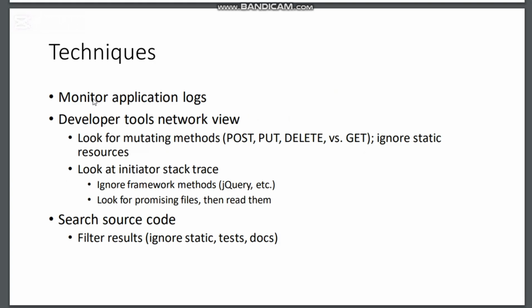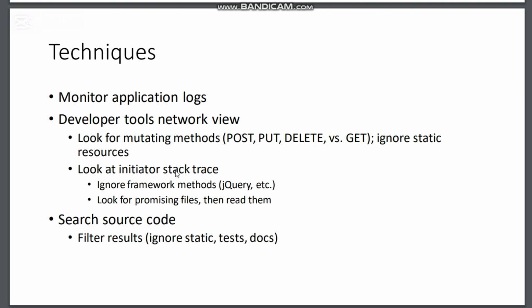Code testing: monitor application logs. Then the developer tools network view. Look for mutating methods. Ignore static resources. Static resources basically mean where we don't have to do things like updation and deletion, etc. So these are basically the static resources.